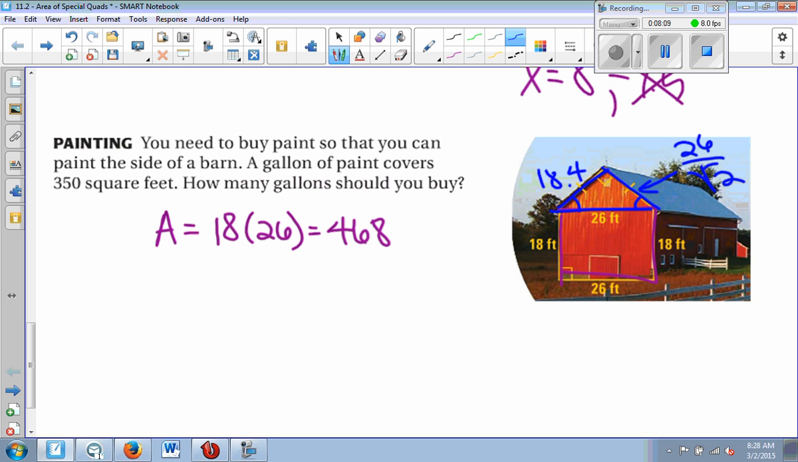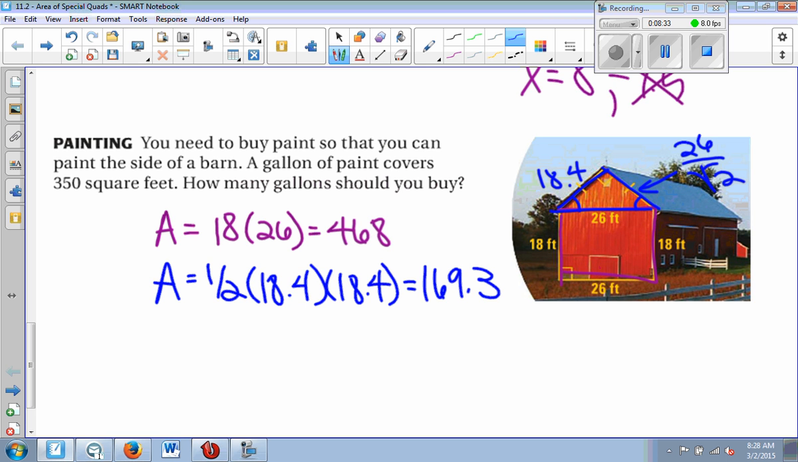So if I want to find the area of that triangle, it's 1/2 base times height. The base and height are the exact same thing. Just like above, don't multiply 1/2 times 18.4 and then 1/2 times 18.4. Just 1/2 times 18.4 times 18.4. You get 169.3. So if I want the total area of that barn, all I'm going to do is add those two numbers together. And I get a total of 637.3, and that's all in square feet.